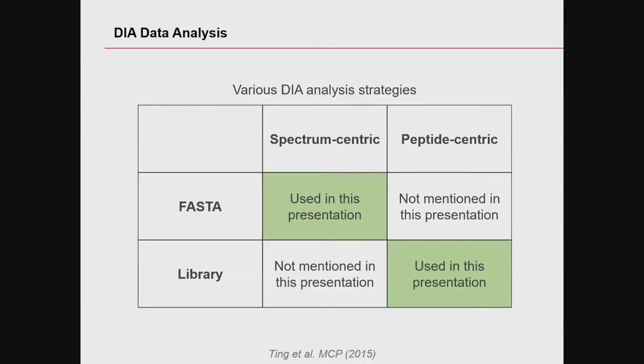Now, in terms of my presentation here, you can make this nice matrix, which is actually also described in this paper here from the McCoss lab. So you can distinguish your way of analyzing DIA data, and actually also DDA data, in this 2x2 matrix: whether it's spectrum-centric or peptide-centric, and whether you start in silico, you could say, from a FASTA file, or almost in silico, so you only have the protein sequences available, or whether you start from a library.